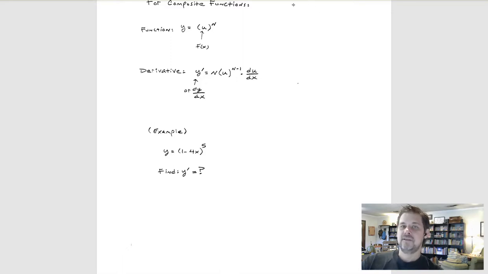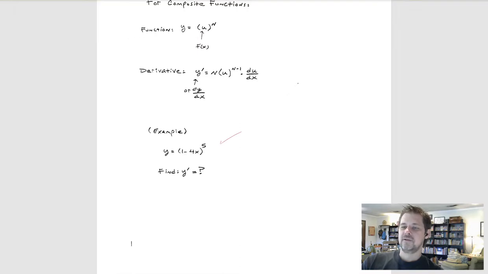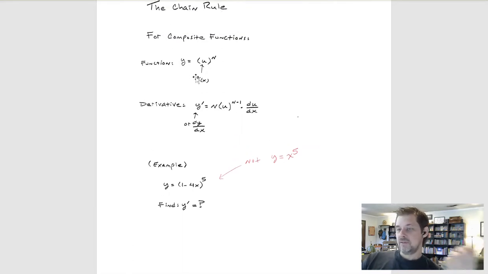So notice that that's not like this. Here's something we already know how to find the derivative of. Say you had y equals x to the 5th power, okay? That's just x to the 5th power. Now the chain rule will be applicable where that x is some other formula that's more complicated than that, such as 1 minus 4x, alright? Now, okay, so that's the scenario. That's when we use the chain rule.